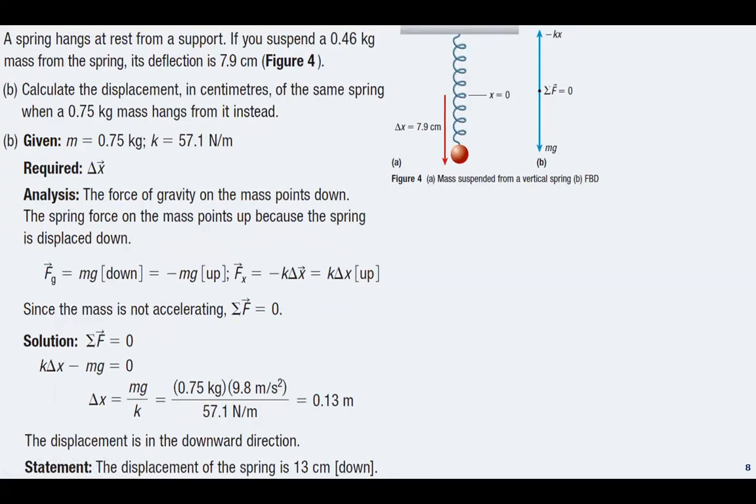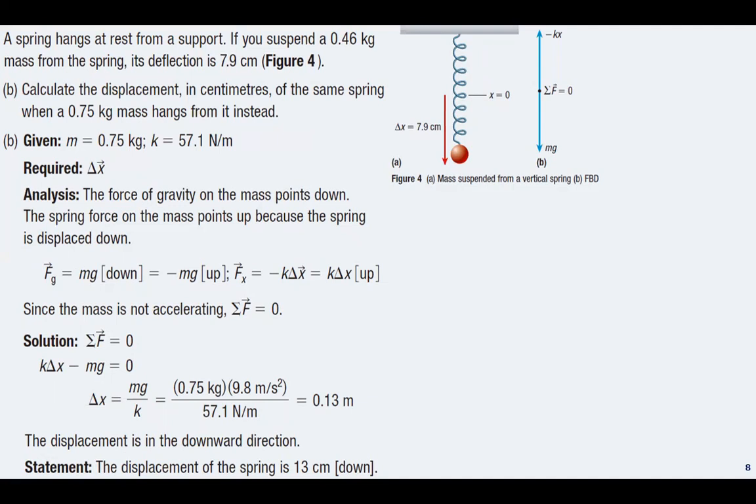The force of gravity on the mass points down, right? The spring force on the mass points up because the spring is displaced down. So gravity Fg equals mg. Direction is down, or you can also rewrite this to negative mg if you choose up as the positive direction. Again, Fx equals negative k delta x, or kx, direction is up.